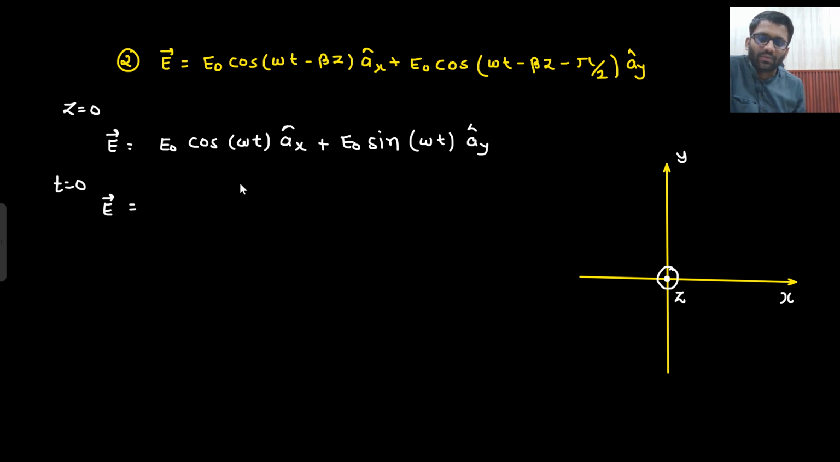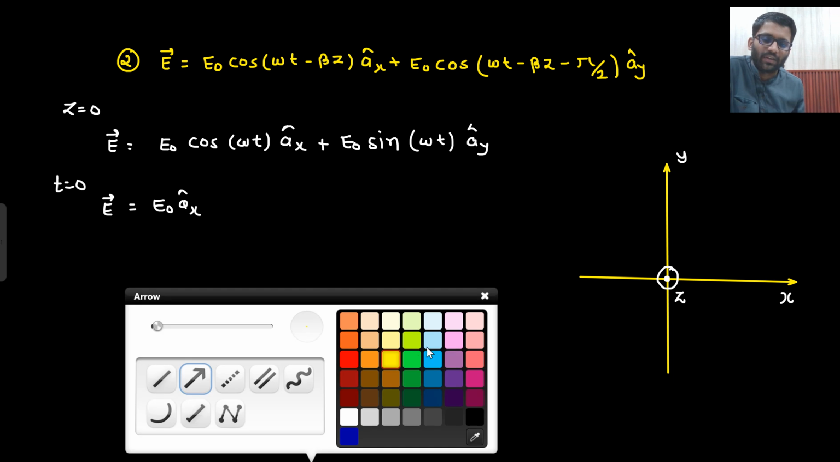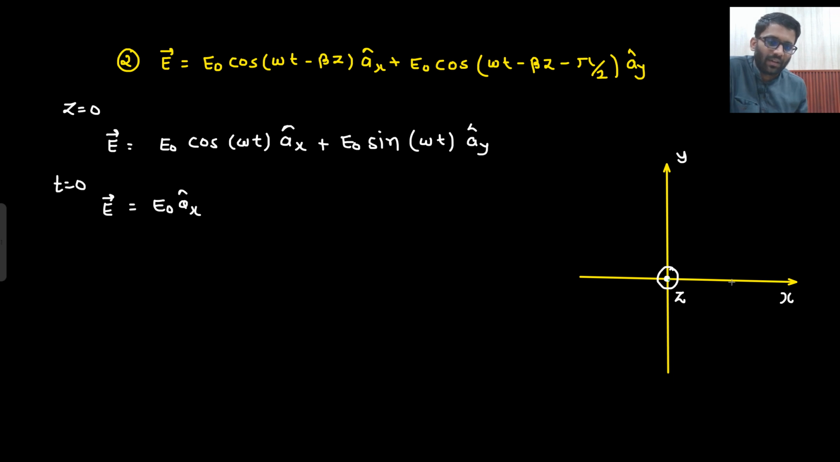At t equals 0, E naught Ax cap, and that would be 0 only. So at t equals 0, I am here. Now I cannot tell whether it is left hand or right hand circularly polarized, because by using only one vector I cannot tell, but using two vectors I can tell. This was at t equals 0.